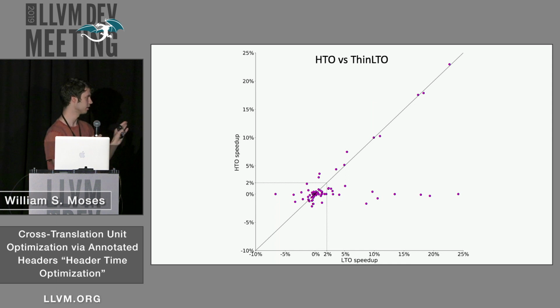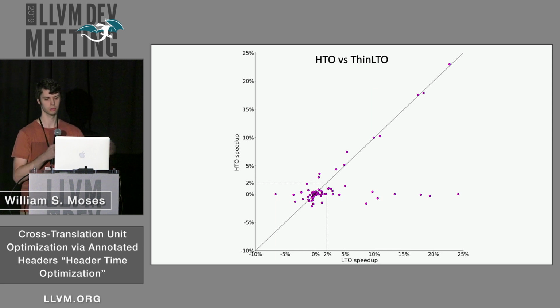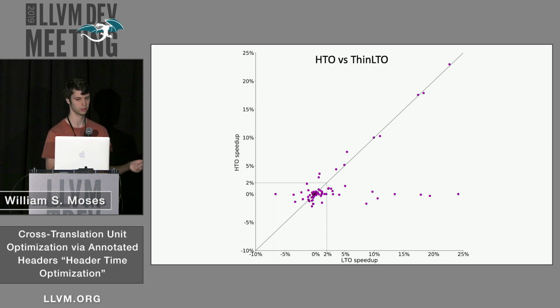Specifically, on this graph, I have the HTO speedup on the y-axis, so higher means that HTO is able to get a higher speedup. We have the LTO speedup on the x-axis. Again, further to the right means a greater speedup, and that line in the diagonal means that the HTO speedup is equal to the LTO speedup, where HTO doing better is on the top left and LTO doing better is on the bottom right. So there are three real places of interest here.